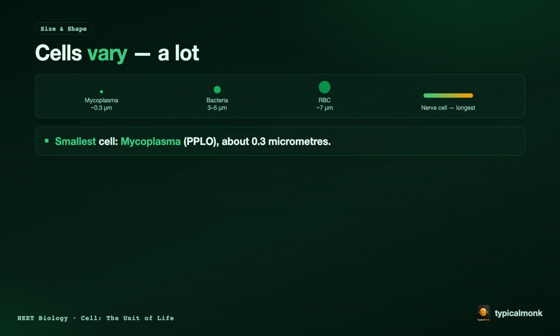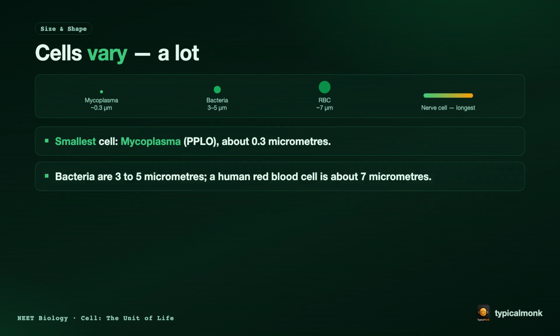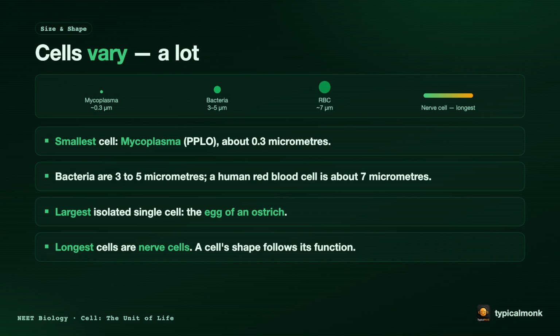Not all cells are alike. They vary a great deal. The smallest living cell is mycoplasma, also called PPLO, only about 0.3 micrometers. Bacteria are about 3 to 5 micrometers. A human red blood cell is about 7 micrometers. And the largest single cell, the egg of an ostrich. The longest cells are nerve cells. Note one thing, a cell's shape always follows its function.